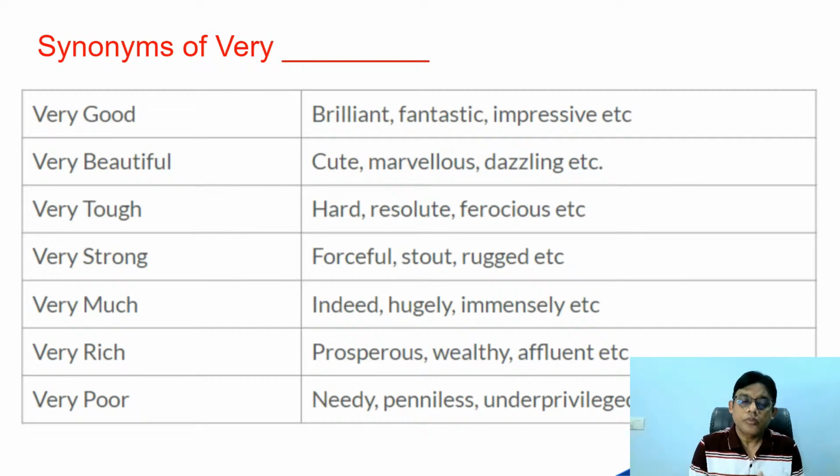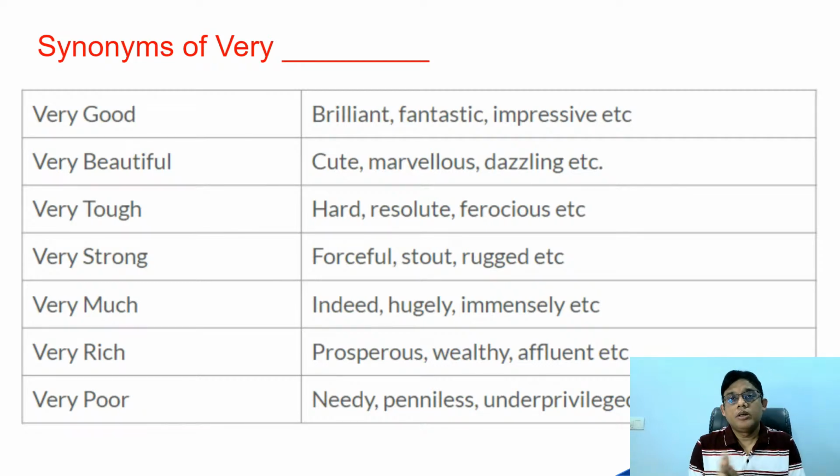For example, let's say I make this statement: he's a very good person, or he did a very good work on the project. I'll try to reduce this word "very" and say he did a brilliant work on the project, or he did a fantastic work on the project, instead of using "very good". So what I'm doing is just trying to reduce the usage of "very" and substituting it with a better word which sounds much more professional.